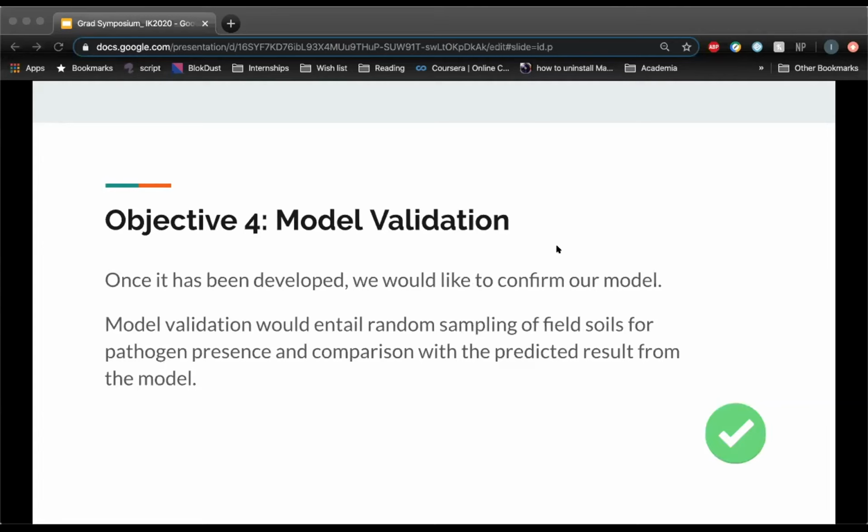So once this model has been expanded and developed more, we want to confirm our model. And we're not here yet, but we want to identify fields with rotations correlated to pesticide resistance, and then randomly select sample fields and compare to our predictions of resistant versus not resistant. And this is something that would potentially happen next spring or summer.